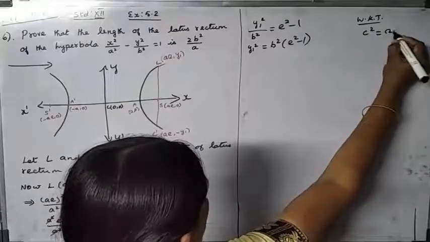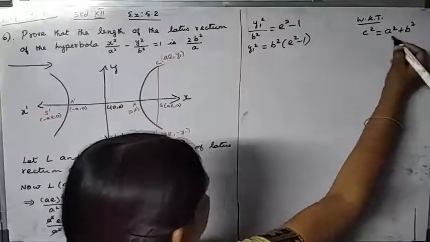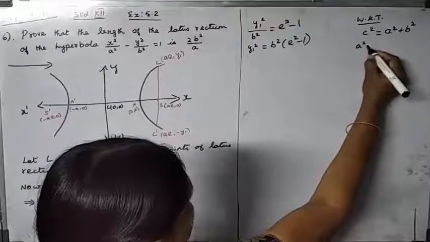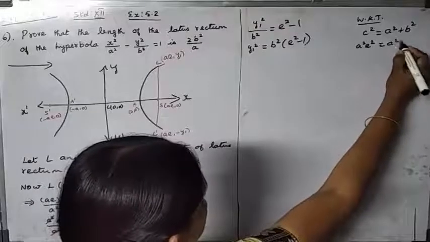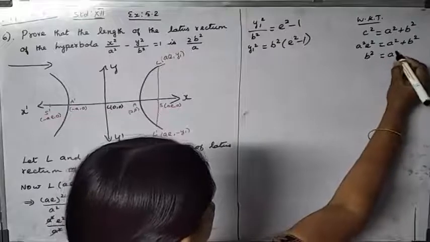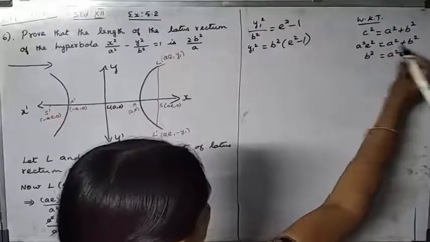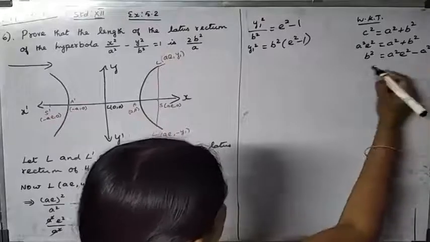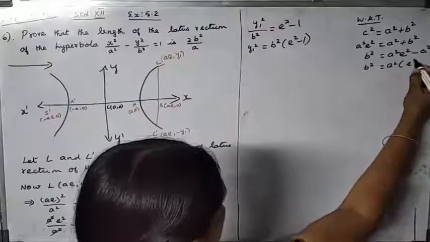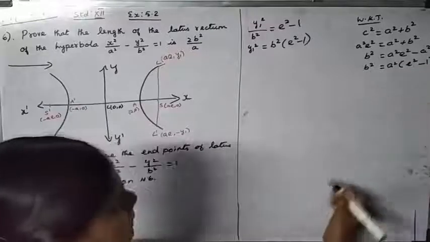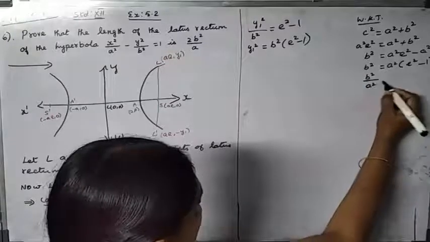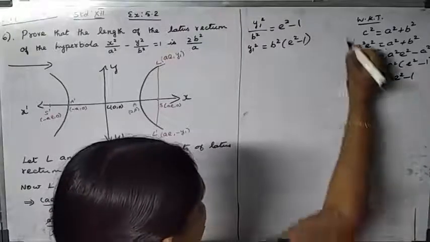Now we know that c square is equal to a square plus b square is the formula. Instead of this c square, you write a square e square is equal to a square plus b square. Then bring this a square this side, so b square is equal to a square e square minus a square. Take a square as common, so the remaining is e square minus 1. Now what is the value of e square minus 1? It is b square by a square is equal to e square minus 1.